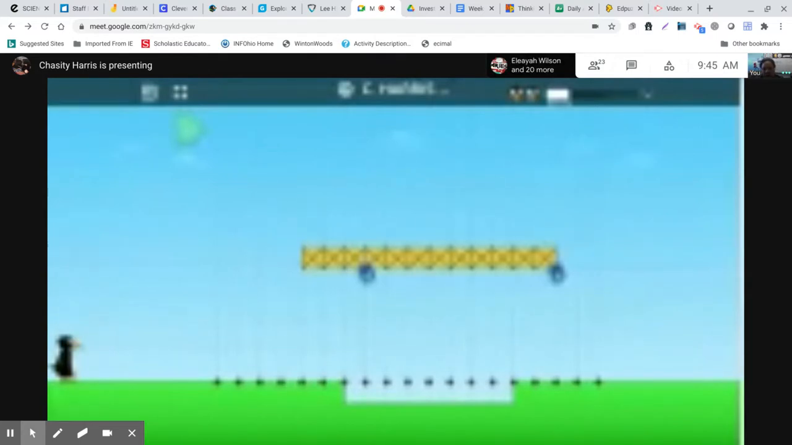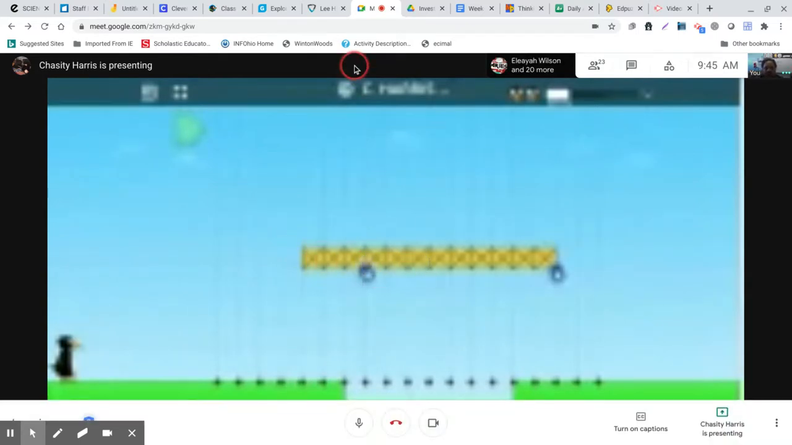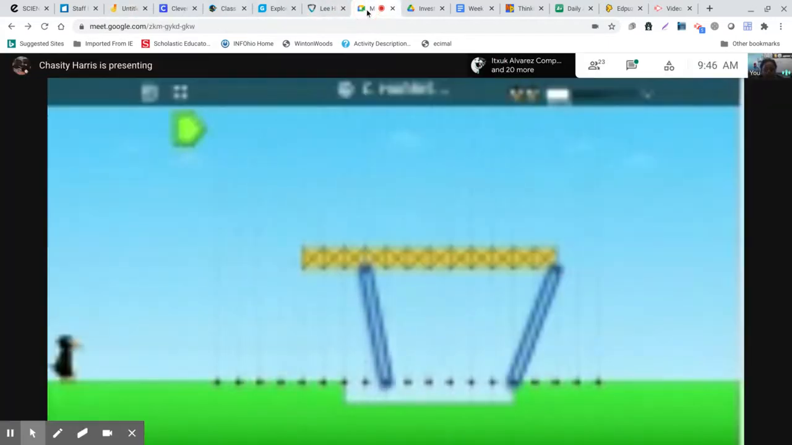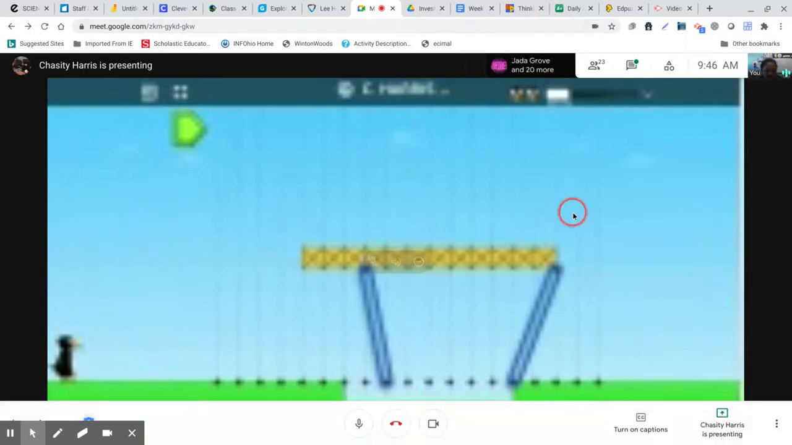Position 3. Yep, 3. So we have a 3 to 2 ratio, so we don't have to scale up or scale down. So 3 to 2 ratio, so you need to hook it on position 2. All right, and you're correct. The second rubber band hooks on the last one. All right, hit the arrow.